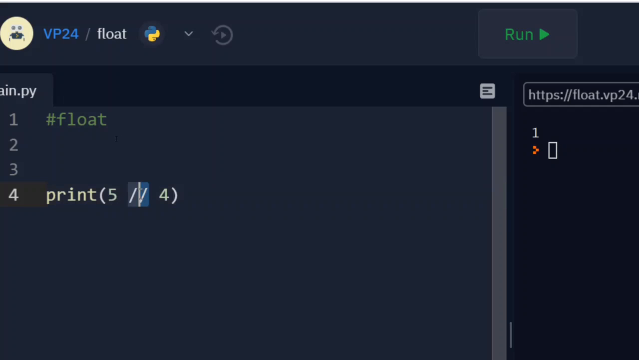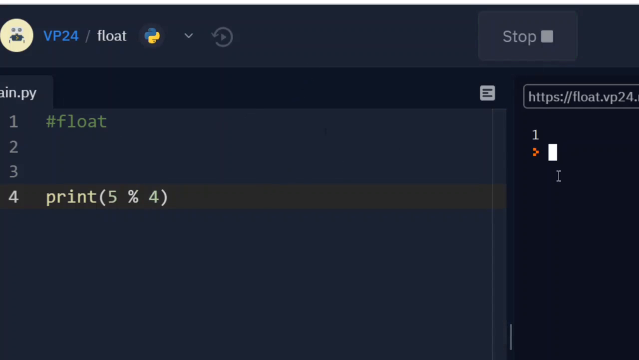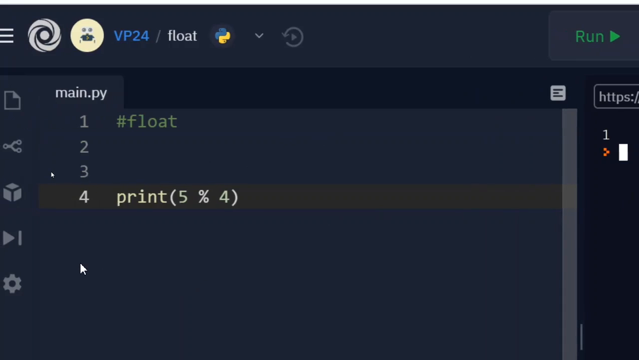And now we have another operator, and that is the modulo. This is a percent sign, and it gives us the remainder of a division. If I run this, we get 1, because 5 divided by 4 gives us the remainder 1. So these are the different basic operators.